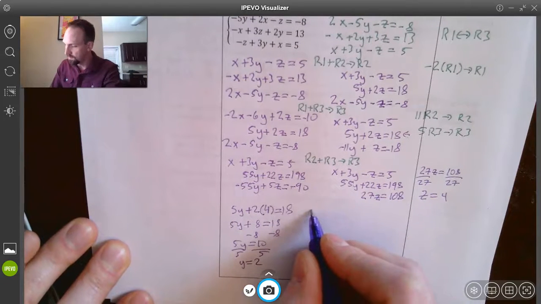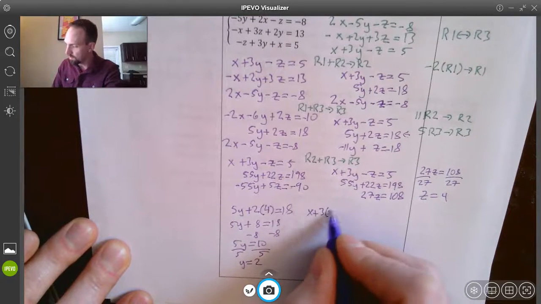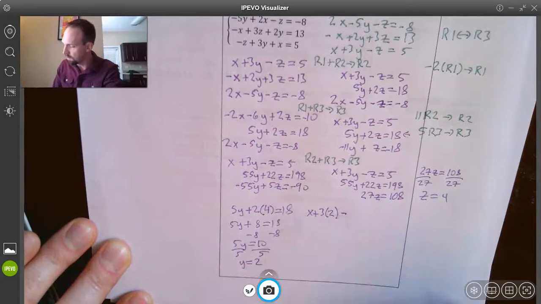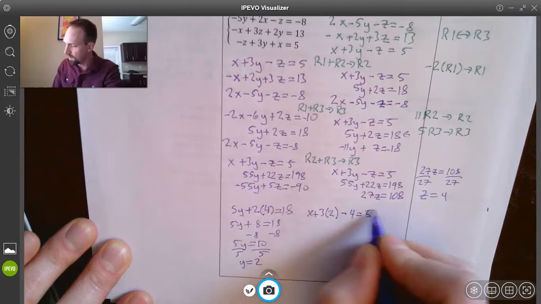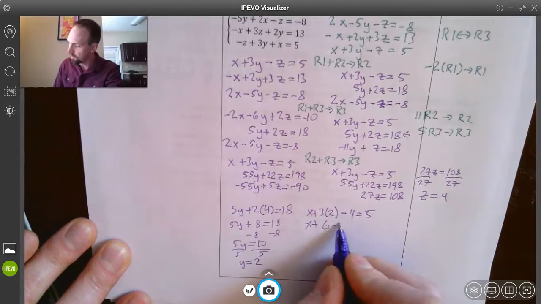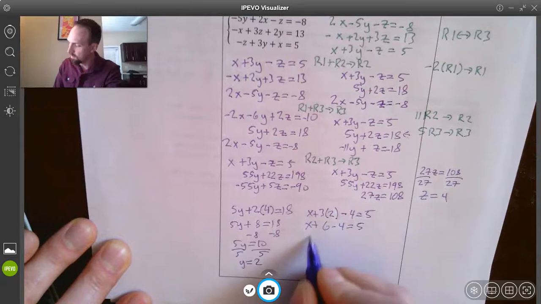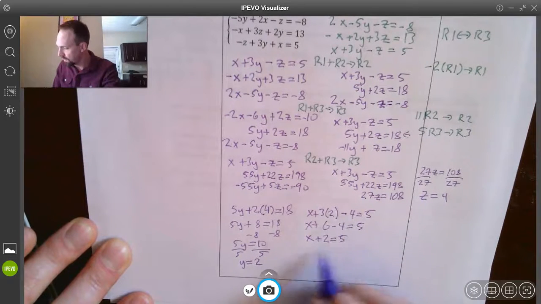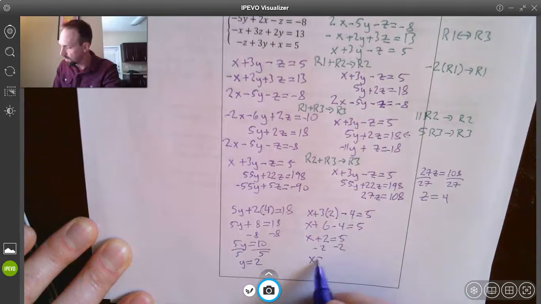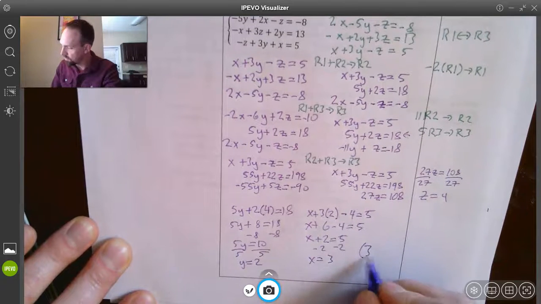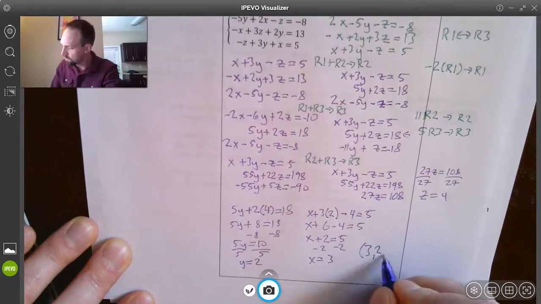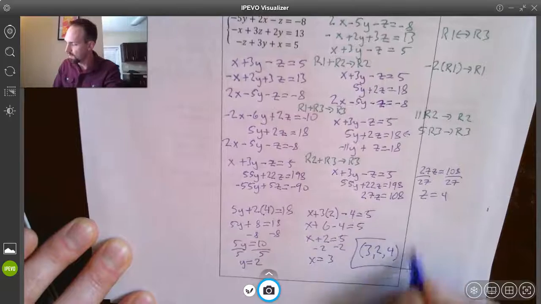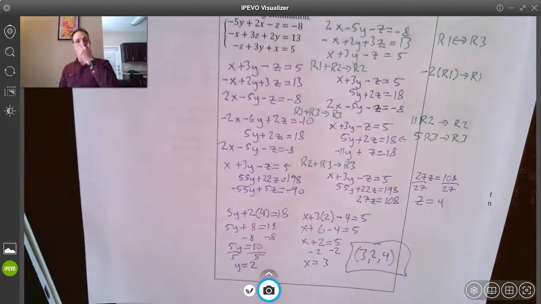And then we can use x plus 3 times 2 minus 4 equals 5. X plus 6 minus 4 equals 5. X plus 2 equals 5. And I get x equals 3. So I have 3, 2, and 4 as the solution to this ordered triple.